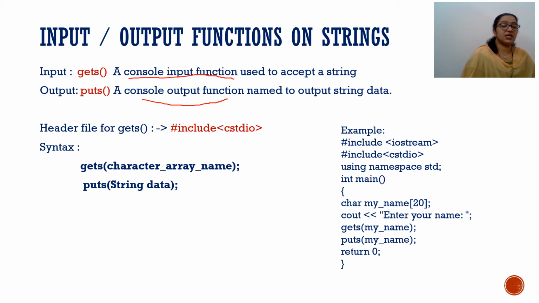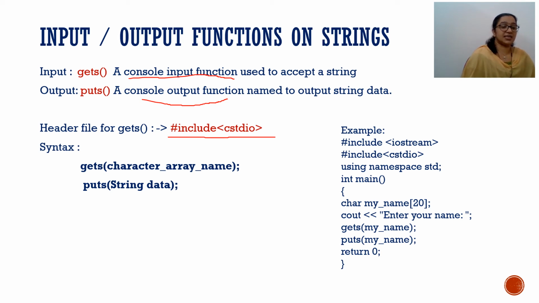But if you are using gets or puts, we need to add a header file in the program. So what is the header file? #include <cstdio>. That is the header file name, C standard input output. So we need to include it in that program.